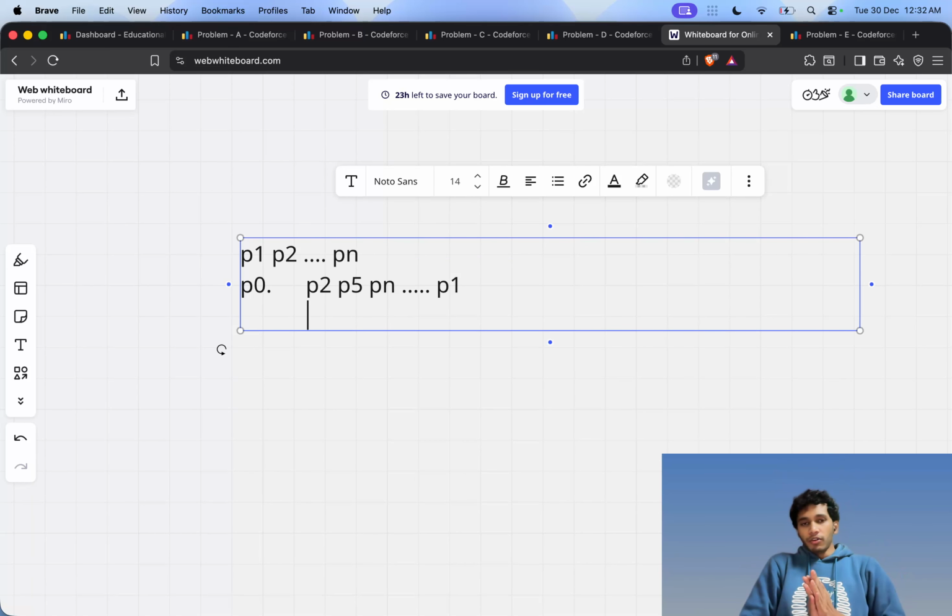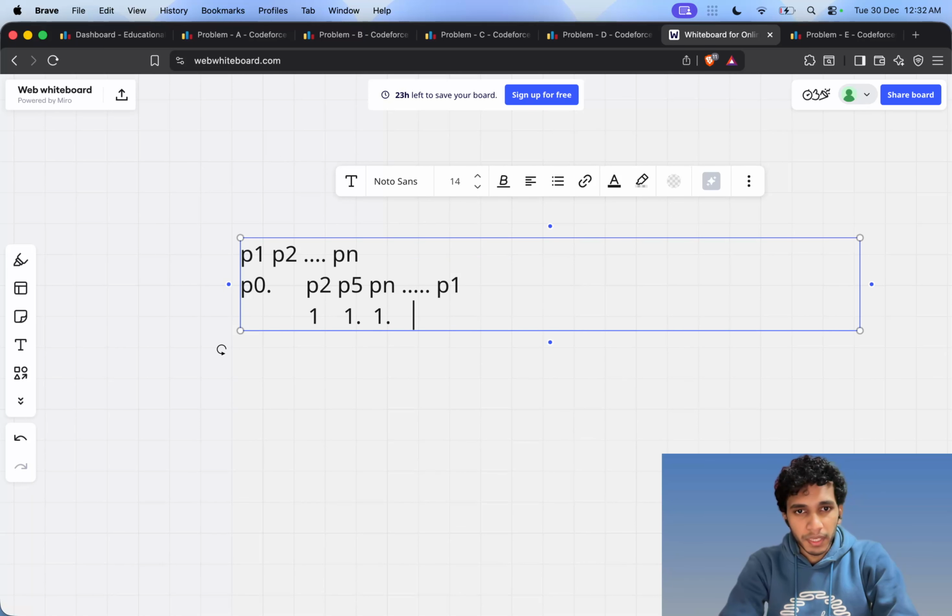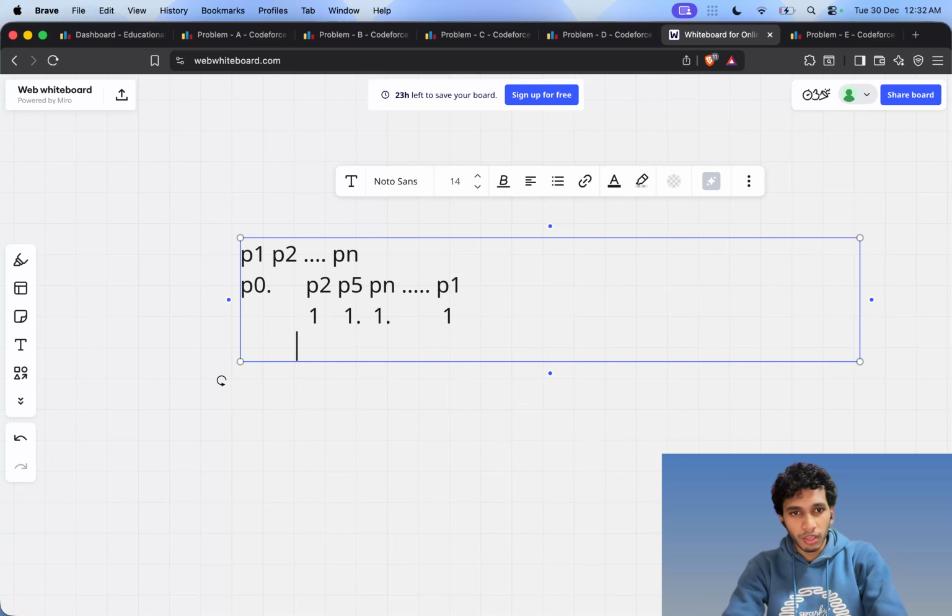Now a game will go on in this way. That is, P2 will pick up one decoration, P5 will pick up one decoration, Pn will pick up one decoration, P1 will pick up one decoration. In the second step, P2 will pick up one decoration, and let's say P5 has finished its decorations. It had only one decoration with itself. So it will go on to P0 and say, hey, give me one decoration. P0 says, okay, take away one decoration.